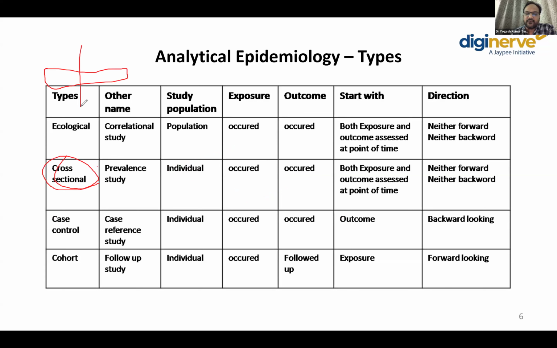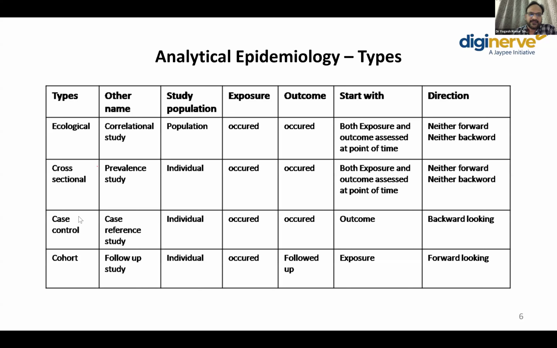So for today, assume the total number of cases of COVID in our city at 6 p.m. on the 2nd of May. That will be considered a cross-section, and the total number of cases will be called prevalence. So cross-sectional studies are useful to estimate the prevalence. This is why it is called the prevalence study. Okay, understood. Now exposure and outcome both have occurred in the cross-sectional study, and this study is neither backward nor forward.